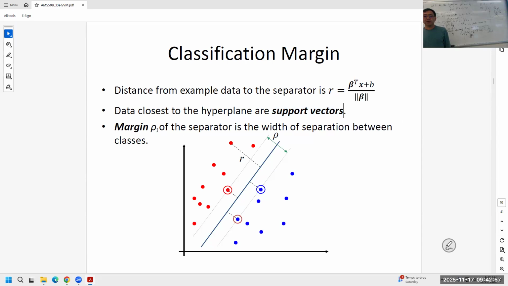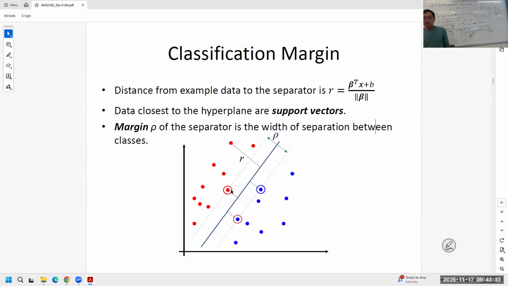The margin rho of the separator is the width of the separation between the classes. This is called the margin. Say you have this vector. This is a point, but this point can be defined as x1, x2, up to xp, right? So this point lives in the p-dimensional space. Therefore, the point itself is also a vector. That's why it's called a support vector.